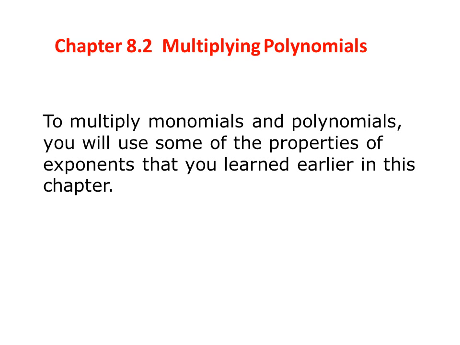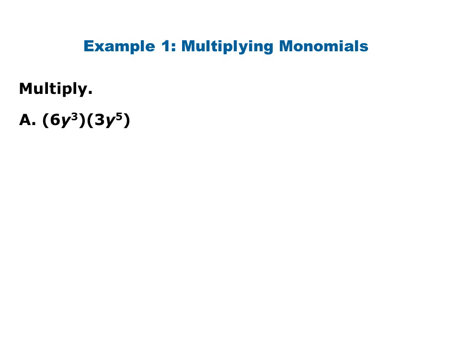Now remember, to multiply polynomials and monomials, you will use the same property of multiplication you learned in this chapter. Let's start with our first example. Now you have two monomials multiplying each other.